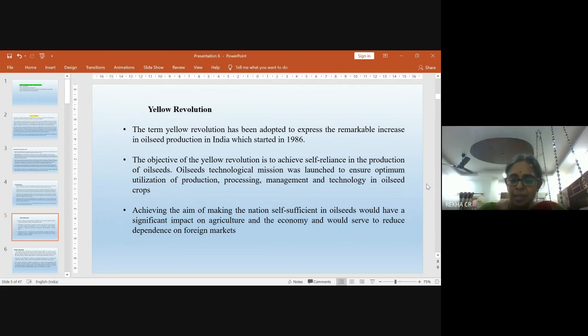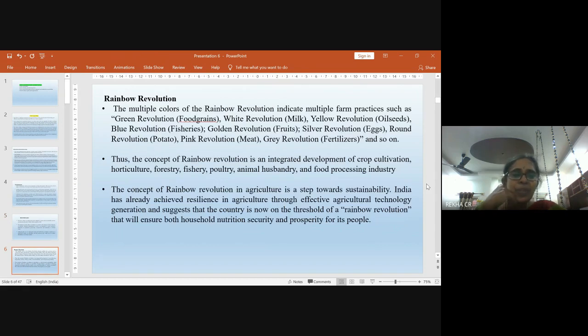So next one, yes, the Rainbow Revolution. So as you see different colors in the rainbow, even the Rainbow Revolution indicates multiple farm practices such as green revolution, white revolution, yellow revolution, blue revolution for fisheries, golden revolution for fruits, silver revolution for eggs, round revolution for potato, pink revolution for meat, and gray revolution for fertilizers.